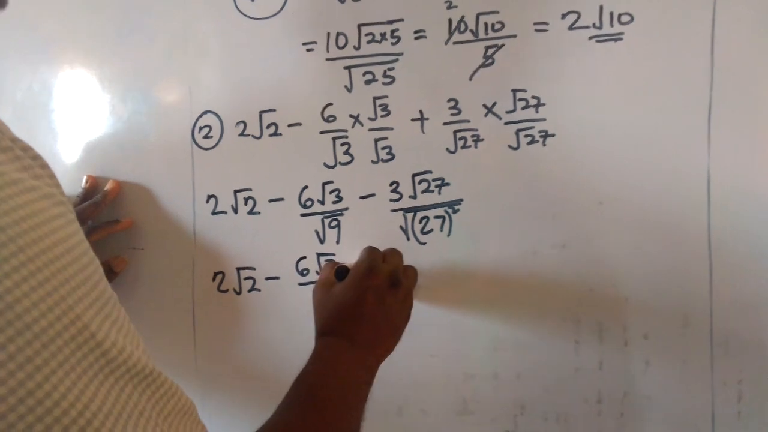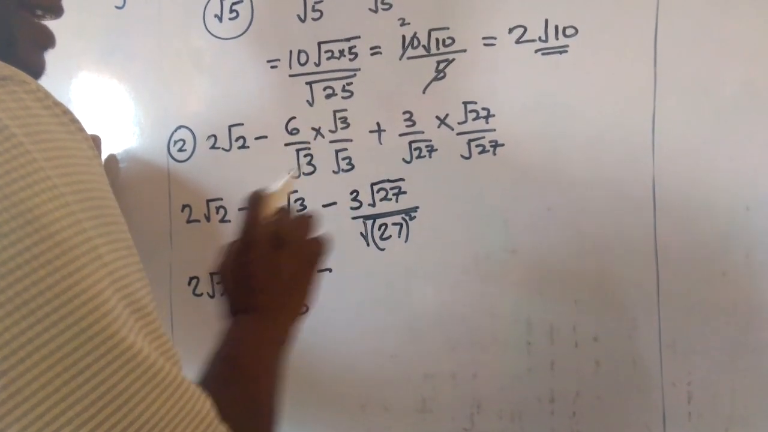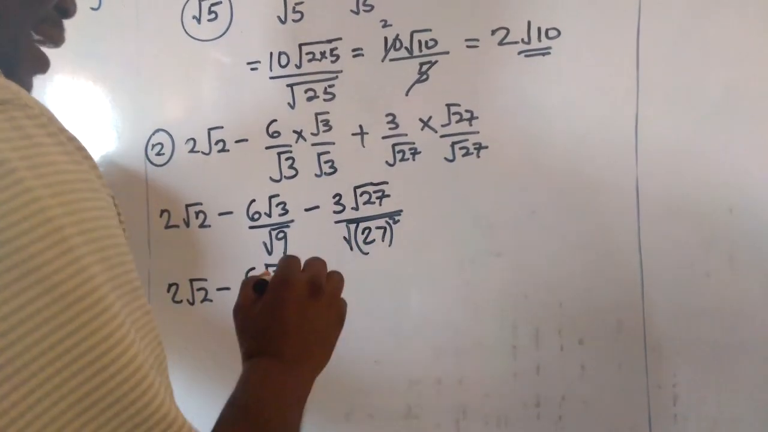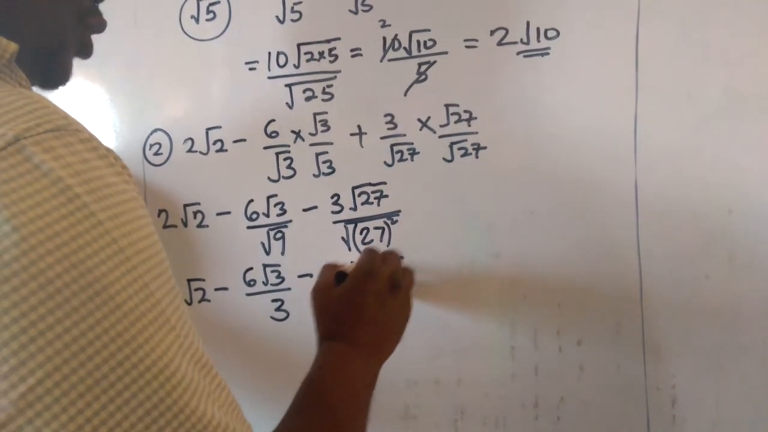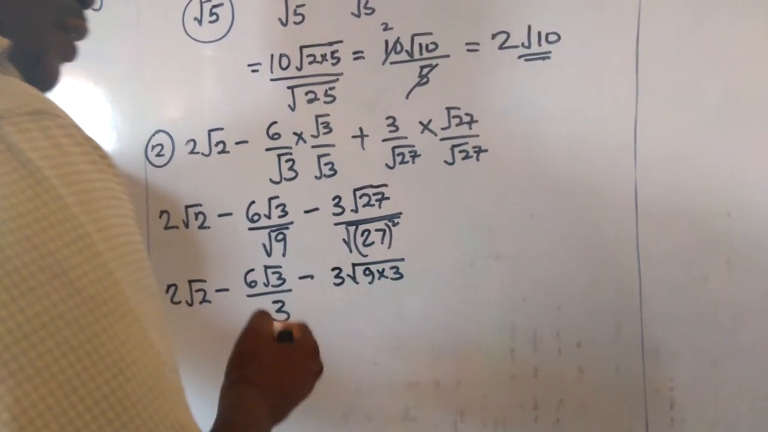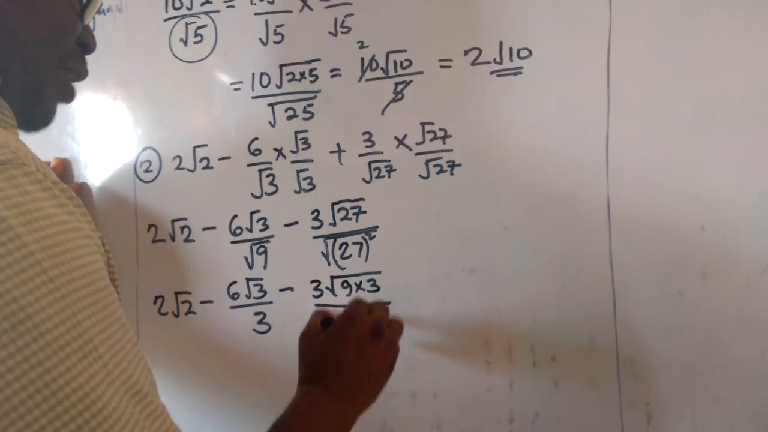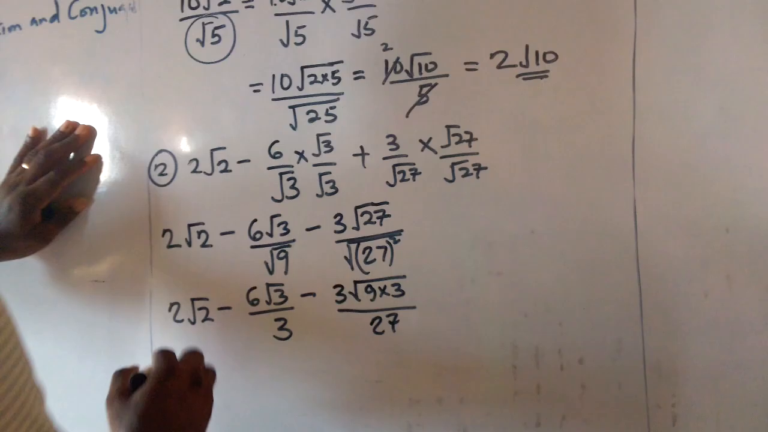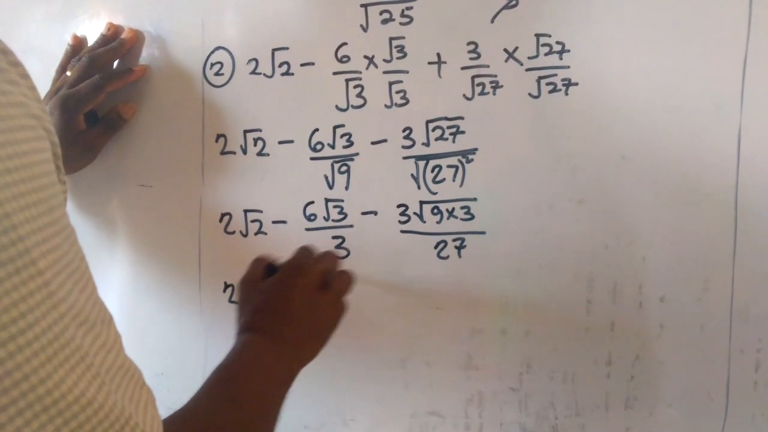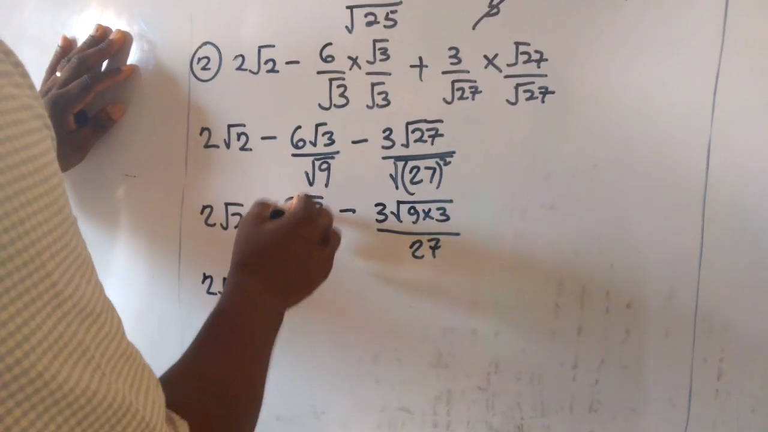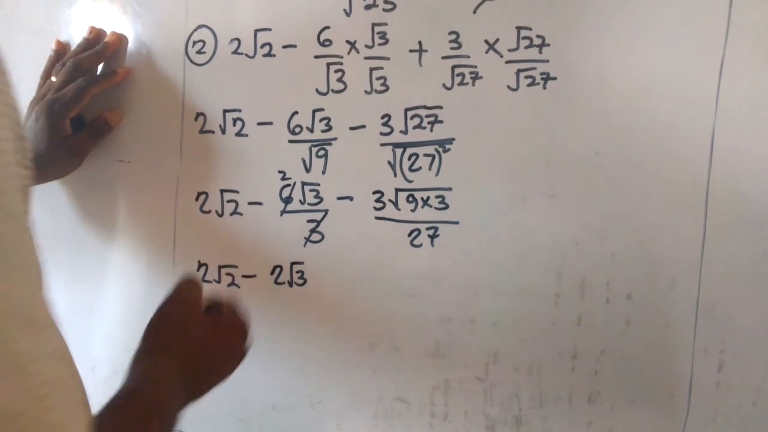Minus, I can further split this 27 so I can get an easier value. So I can say that this is 3 square root of what? 9 times 3. Is that taken? All over, the square root of the square of 27 will give me 27. So I continue. I still have my 2 root 2. This can cancel this, so that gives me 2. So this becomes 2 root 3.